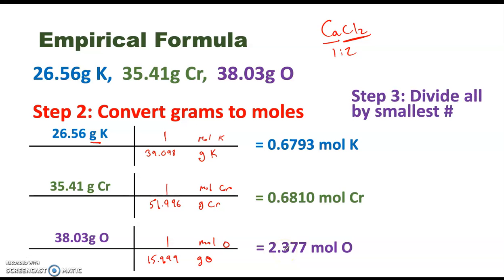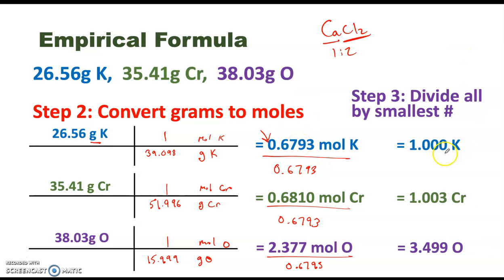Now, step 3, you divide them all by the smallest. So you find the smallest number here. In this case, the top number is the smallest of the 3. So I divide them all by the smallest one. Divide this one by the smallest one. And divide this one, 0.6793. And then anytime you divide something by itself, that'll get you 1. So there's 1 mole of potassium, 1.003 moles of chromium, 3.499 moles of oxygen.